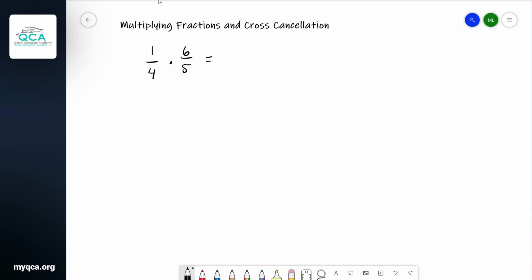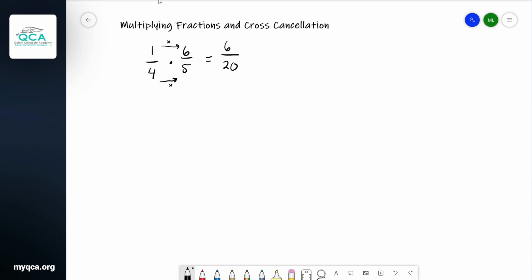Now, multiplying fractions, it's really nice. All you do is you just multiply straight across, for both the numerators and the denominators. So 1 times 6 is 6, and then I put my fraction bar. 4 times 5 is 20.